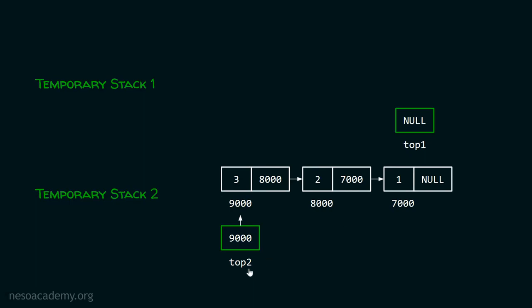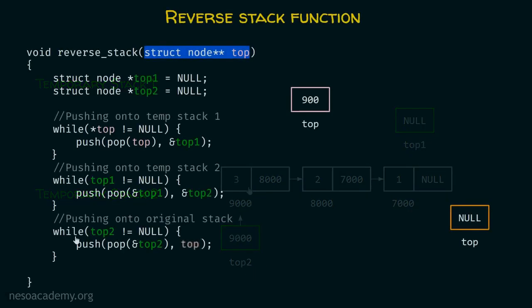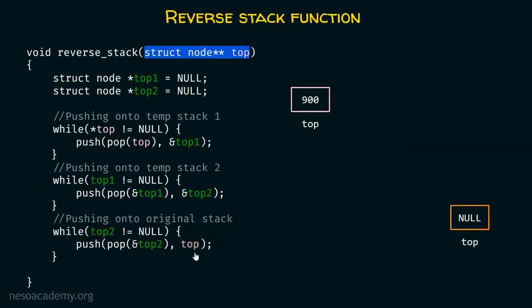You can see the top 2 pointer is currently pointing to this node. Now after this we can use this piece of code to push all the elements of the temporary stack 2 to the original stack, right? For this we need this while loop. While top 2 is not equal to null, push(pop(&top2), &top).